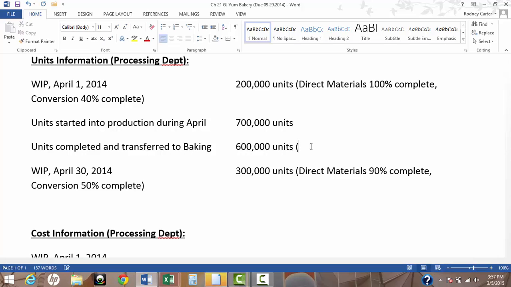I'd like to make note here that these are 100% complete as related to direct materials, and for conversion, they're 100% complete. How do we know they're 100% complete for direct materials and conversion costs? Because they've been transferred to baking. We wouldn't transfer them to baking unless they were complete within our WIP department.